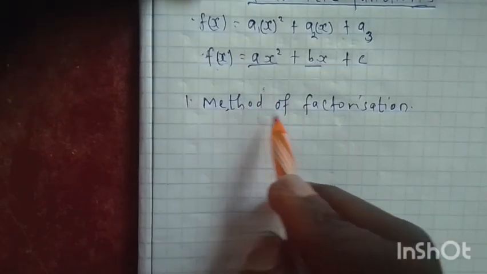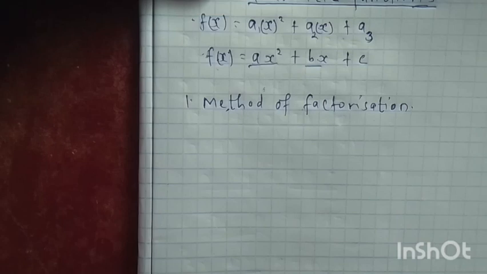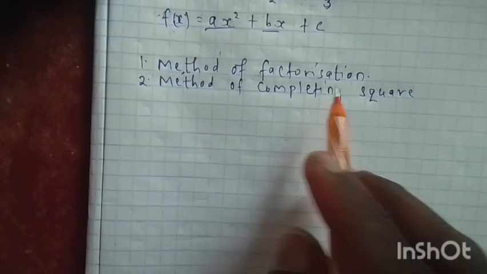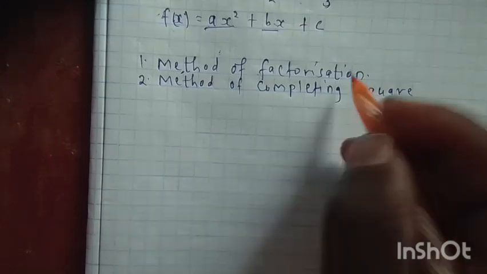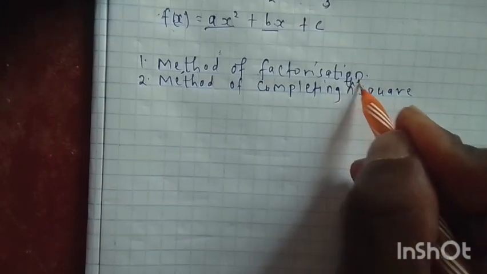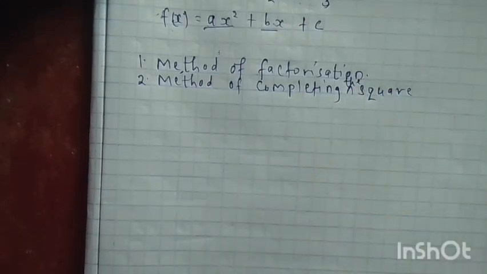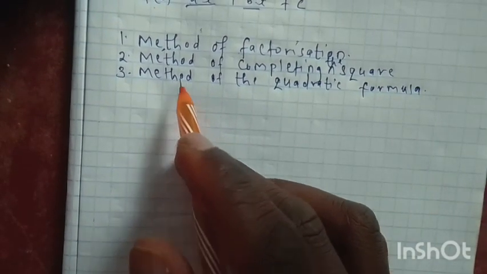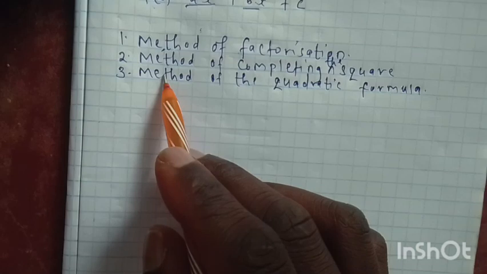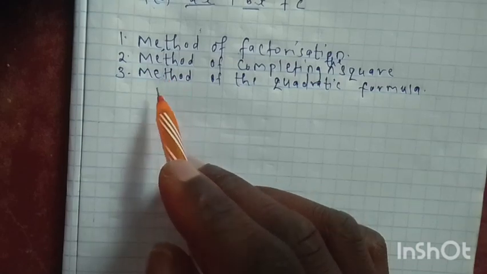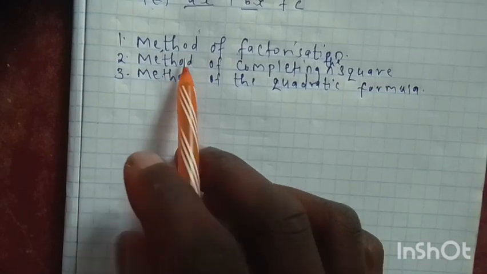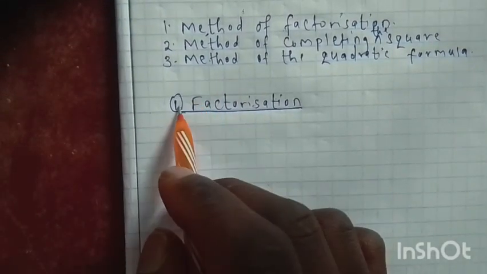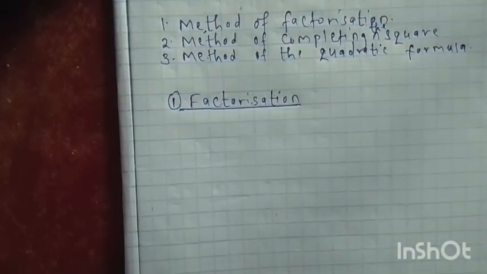The first method is the method of factorization. The second method is the method of completing the square. The third method is the method of the quadratic formula. The method of the quadratic formula and the method of completing the square are similar, so we are going to see this as we learn them. So let us start with the method of factorization.